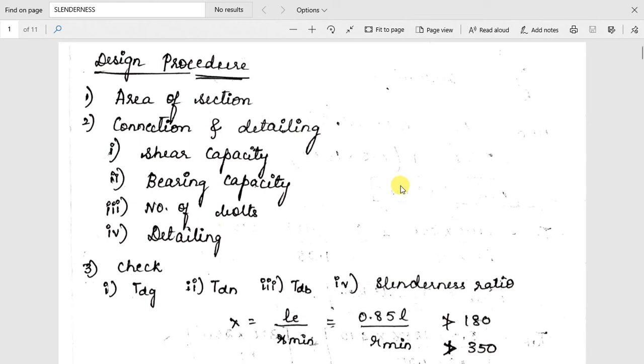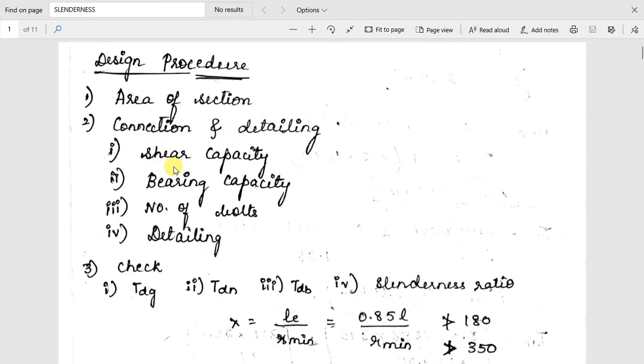Hello everyone, in this video I will be discussing the problems on design. So here we will be designing the tension member. So this will be the procedure. Always while designing anything in steel, first you need to calculate the area of the section required. So once the section is chosen, next we will be going for connection and detailing. So these are the regular steps.